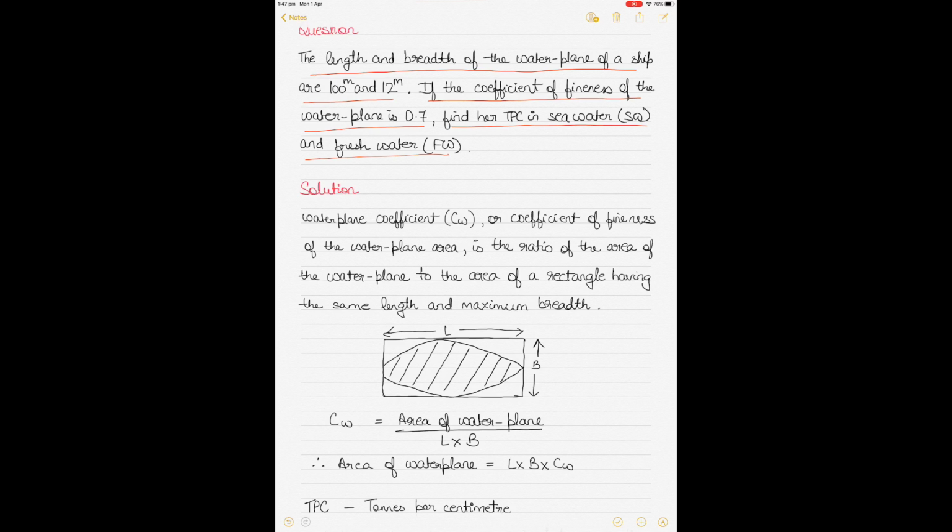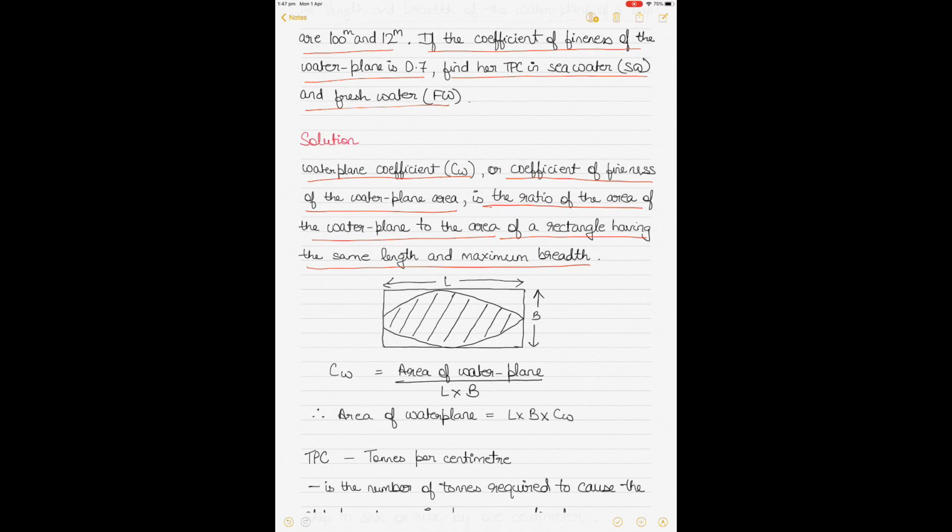Alright, so water plane coefficient, which is denoted by C and in the lower CW, or coefficient of fineness of the water plane. These are the same terms, right? Is the ratio of the area of the water plane to the area of a rectangle having the same length and maximum breadth.